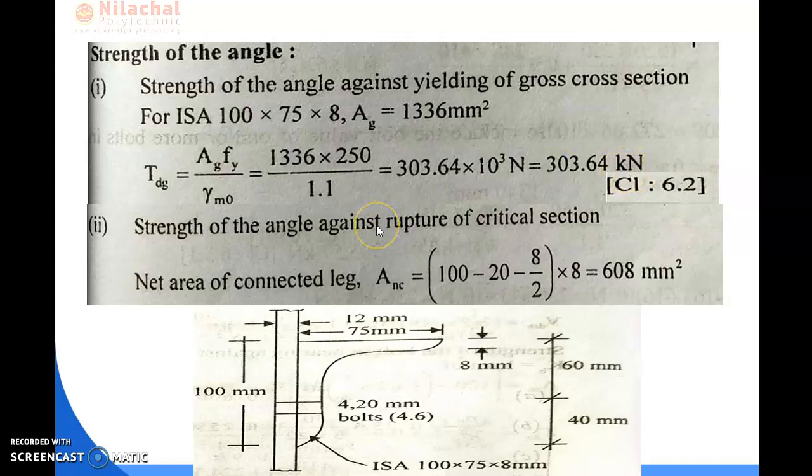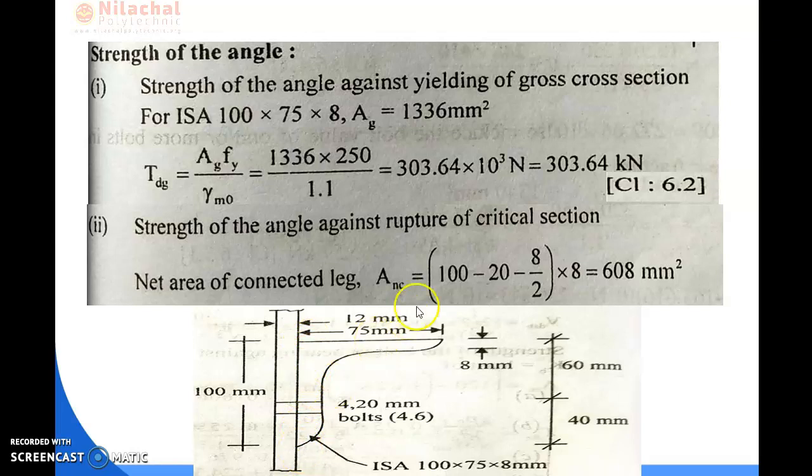So now comes the second strength calculation, which is strength of the angle section against rupture. So we know that in case of rupture, the calculation of plate section is different and calculation of angle section is different. So for calculation of angle section, first of all, we need to calculate the net area of the connected leg. Connected leg means the leg which is connected to the gusset by the help of bolting. So first of all, we need to calculate the area of this portion.